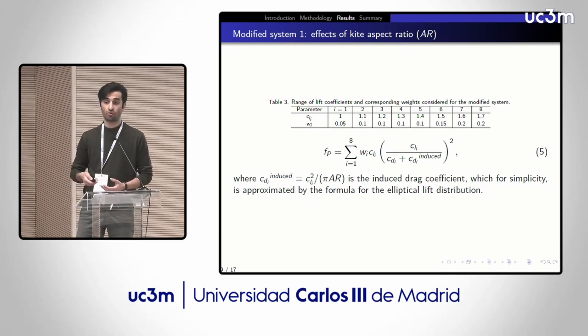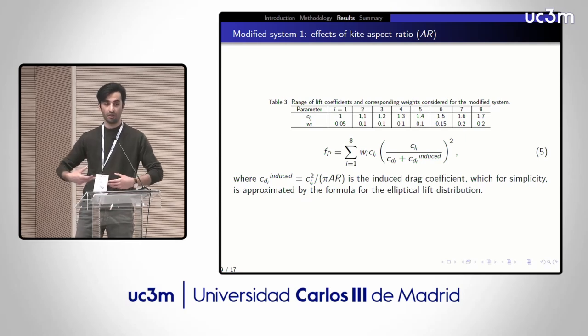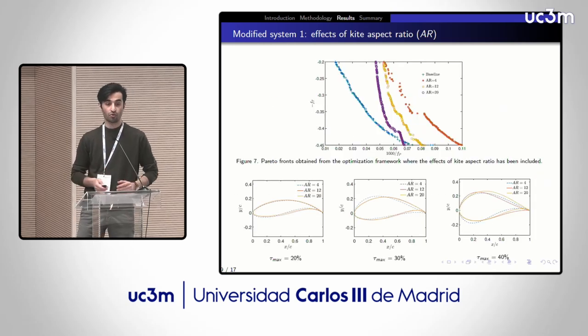Now, moving on to a system that I call modified system 1, because now we would like to inject a little bit of 3D, three-dimensional effects, like, for example, aspect ratio, because that's related to induced drag. So basically, we modify a little bit of the table to get more competitive airfoils, because now we have added drag. So with this change, we go to Pareto front.